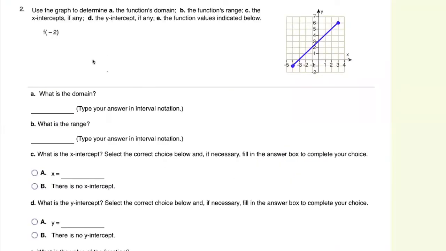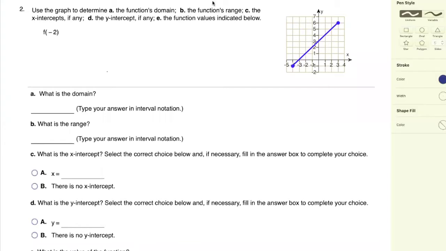Now we're on to question 2. Question 2 has 5 parts. Use the graph to determine the function's domain, the function's range, the x-intercepts, if any, the y-intercept, if any, and the function values indicated below. Part A, what is the domain?